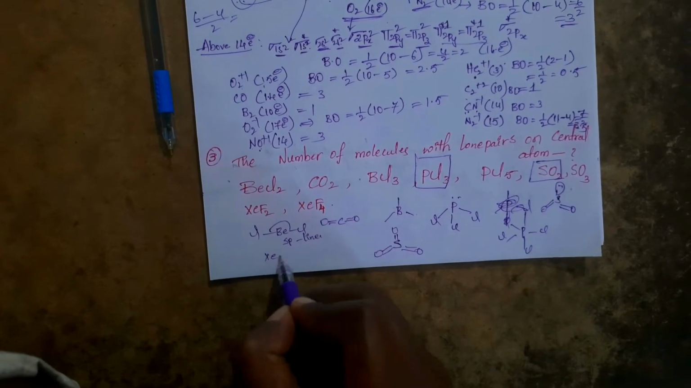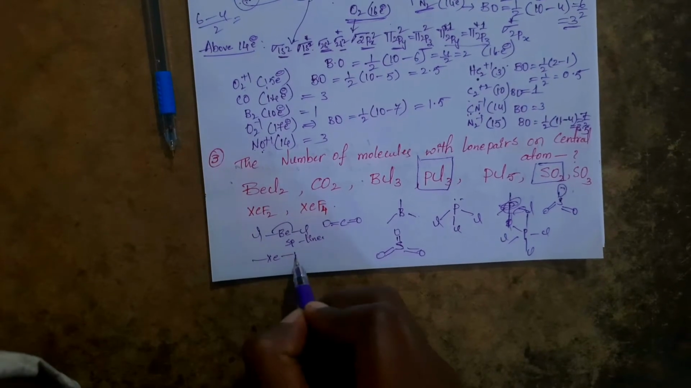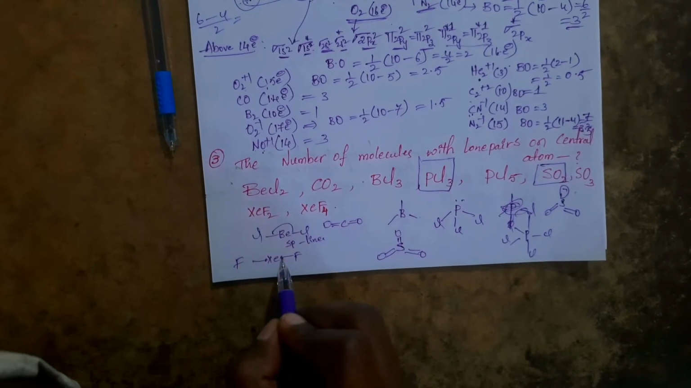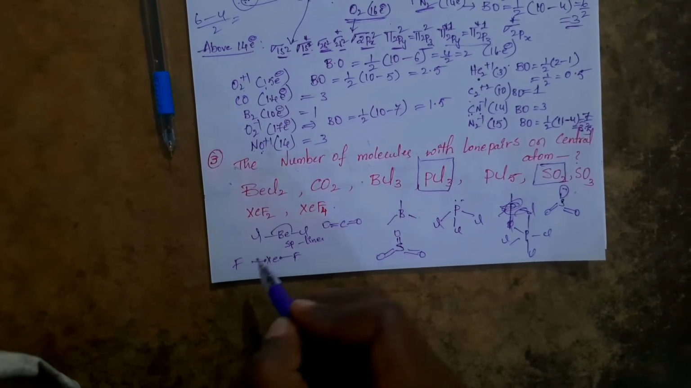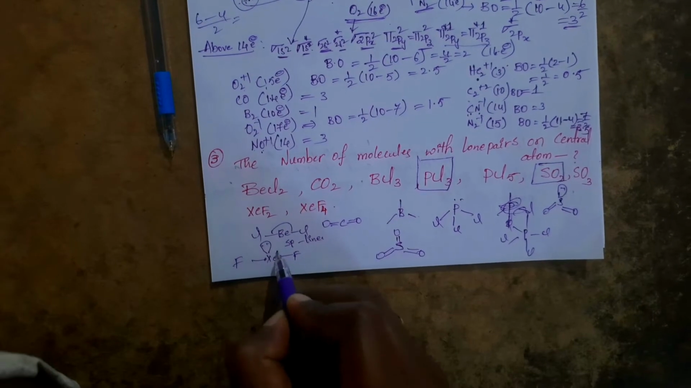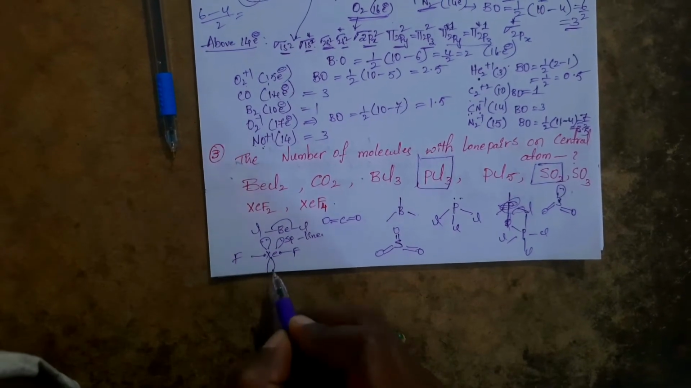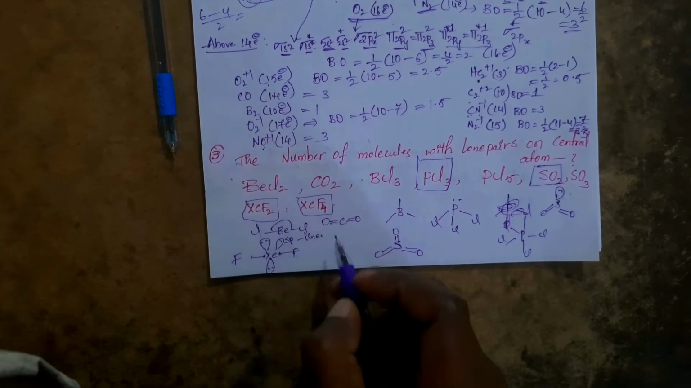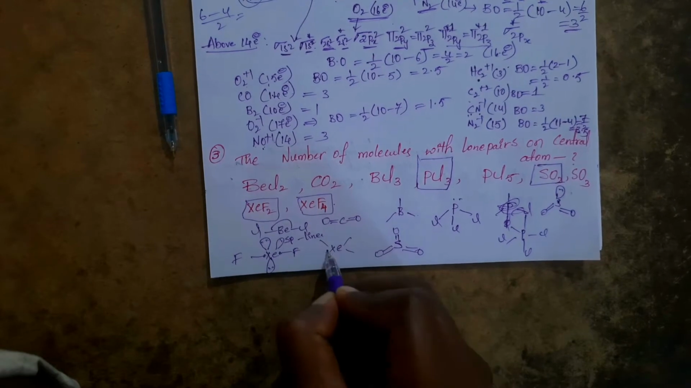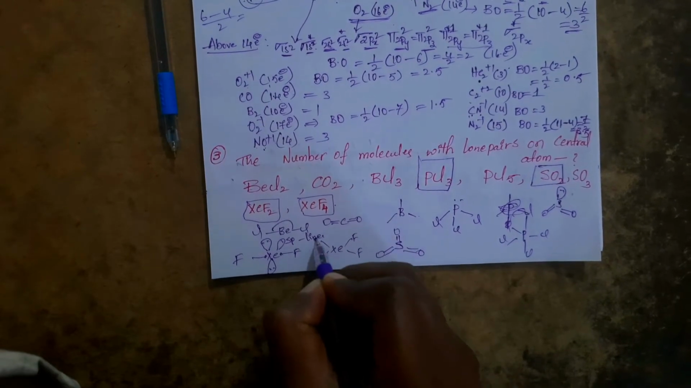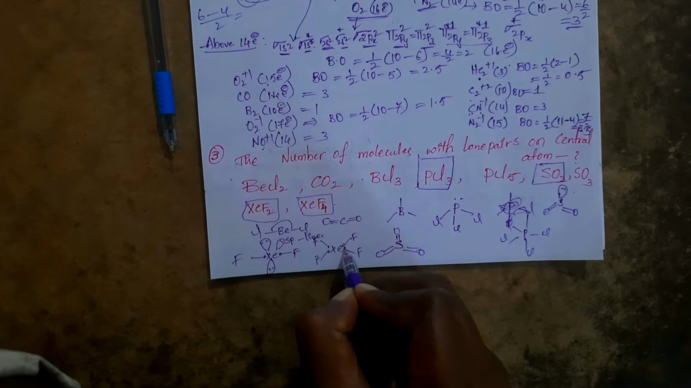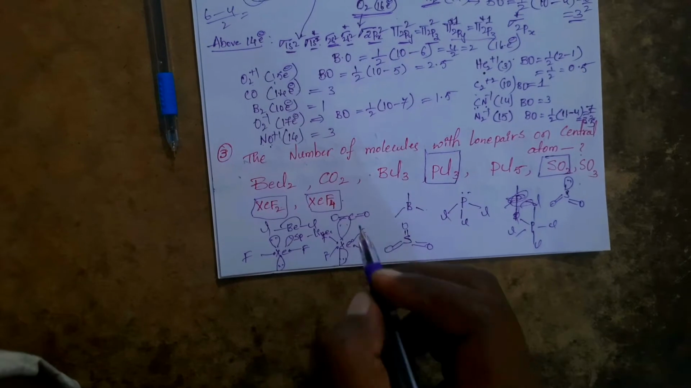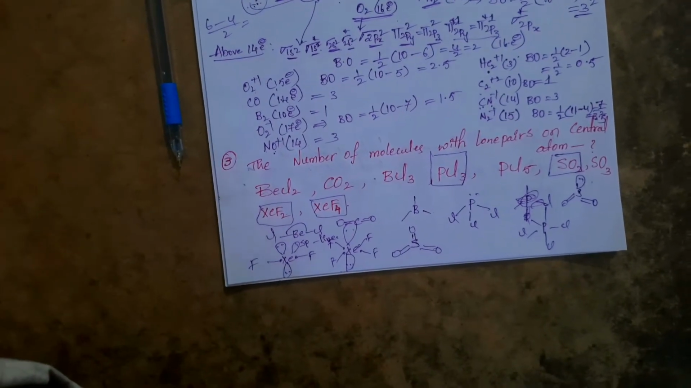Now XeF2, you take. In XeF2, we have only 2 bond pairs of electrons. So 2 electrons are involved in bond formation. The remaining 6 electrons are nothing but 3 lone pairs of electrons. In XeF4 also, 4 are involved in bond formation and 4 more electrons of xenon will be lone pair. So xenon has a total of 8 valence electrons, and in that 4 are involved in bond formation. Is that clear?